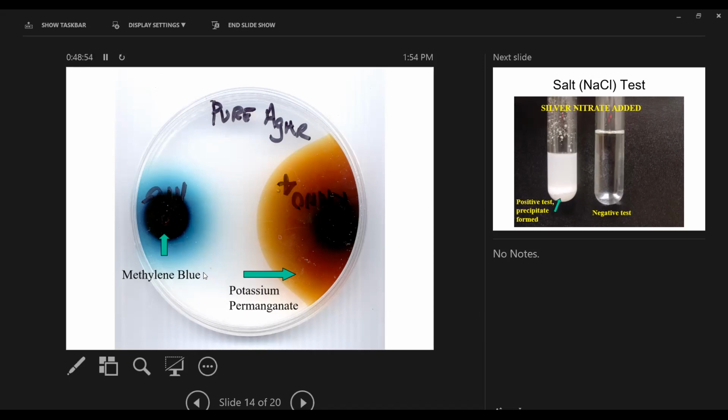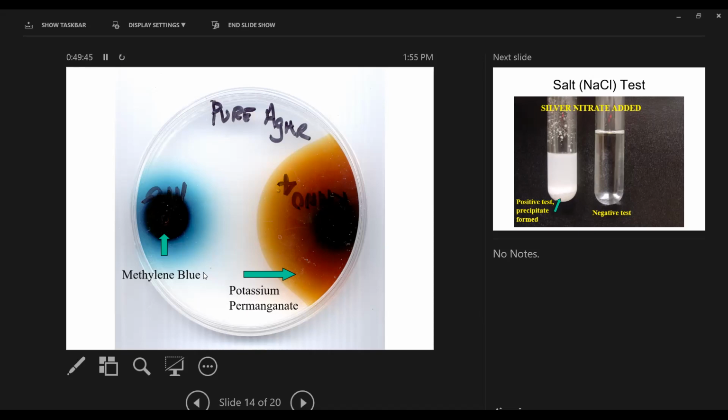Now, one thing we discover is that movement across the membrane is assisted by the size of the particle. Small particles, small molecules go across the membrane faster, or they go through the medium faster. In this case, the medium is a gel, which makes it even more challenging. But potassium permanganate molecules are smaller than methylene blue particles. And so potassium permanganate spreads out faster than methylene blue does. So particle size helps to determine the rate of diffusion. The smaller the particle, the faster something will diffuse.